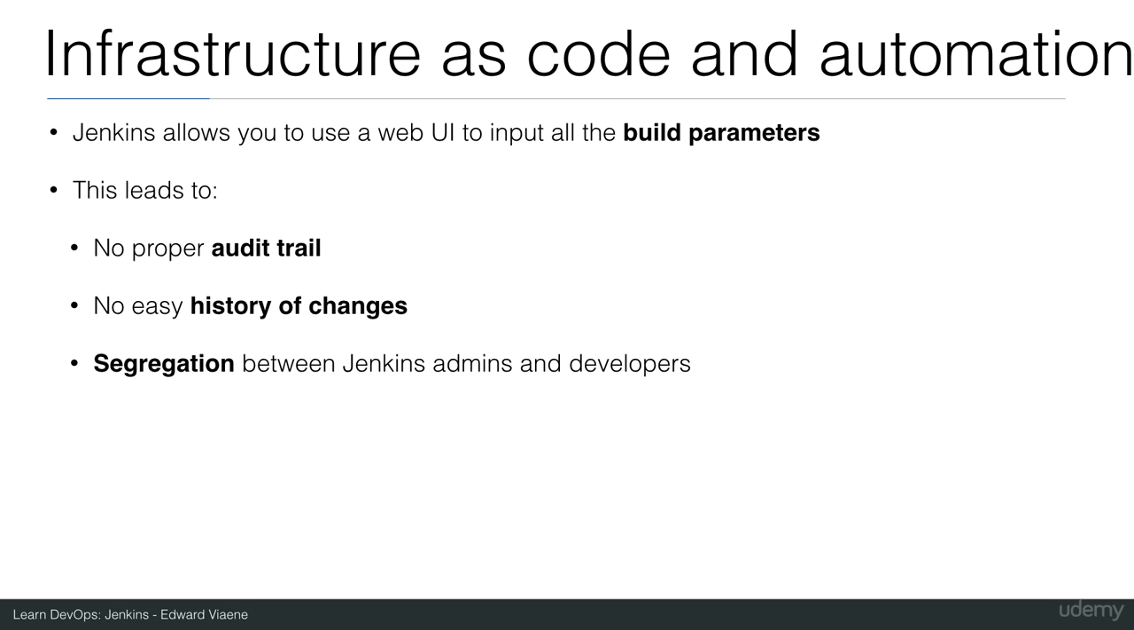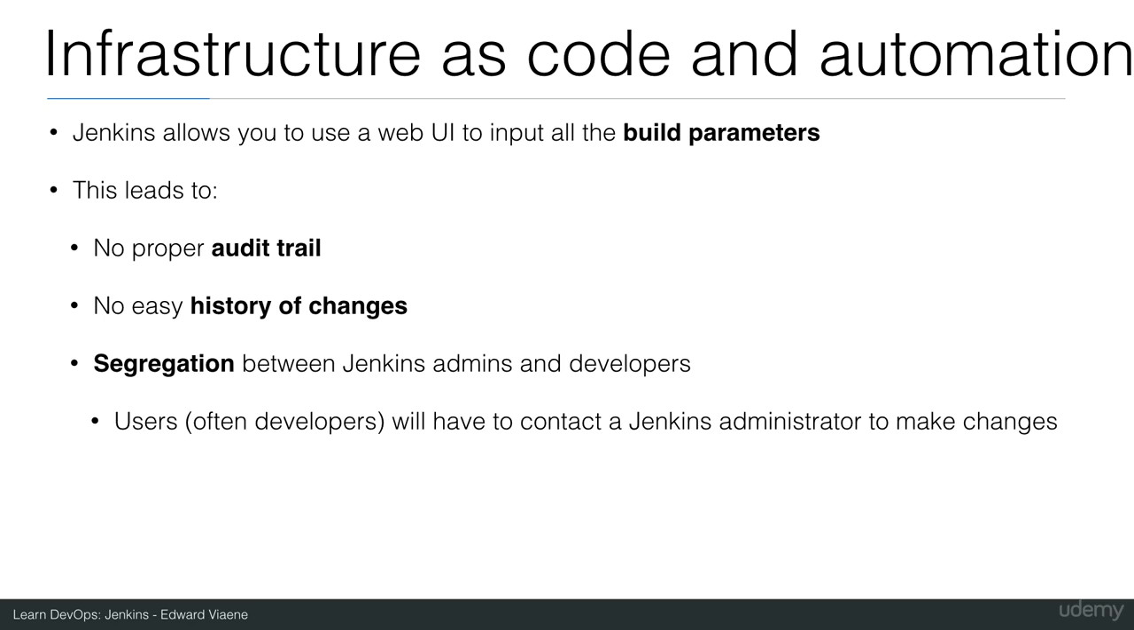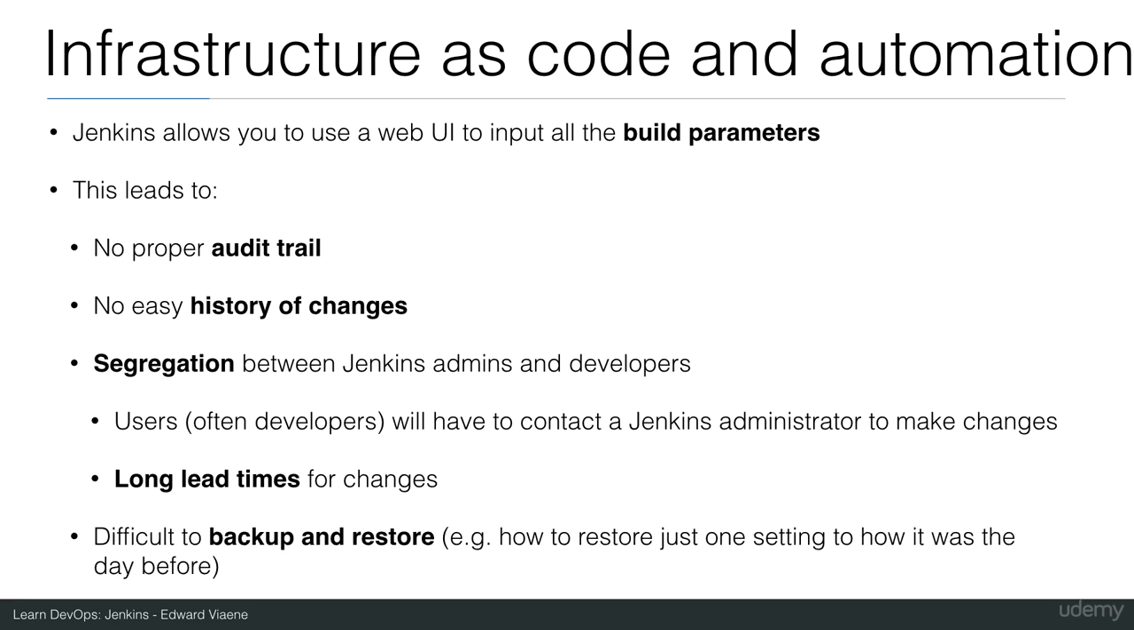There is a segregation between Jenkins admins and developers. Users, often developers, will have to contact a Jenkins administrator to make changes. You often then have long lead times for changes. A developer wants something changed and he doesn't really have the access for it, and he needs to ask an administrator. It's also difficult to backup and restore. How do you restore just one setting how it was the day before? I'm not saying that if you use the web UI, you will have all these problems, but those are typical problems that you can have by entering everything manually.